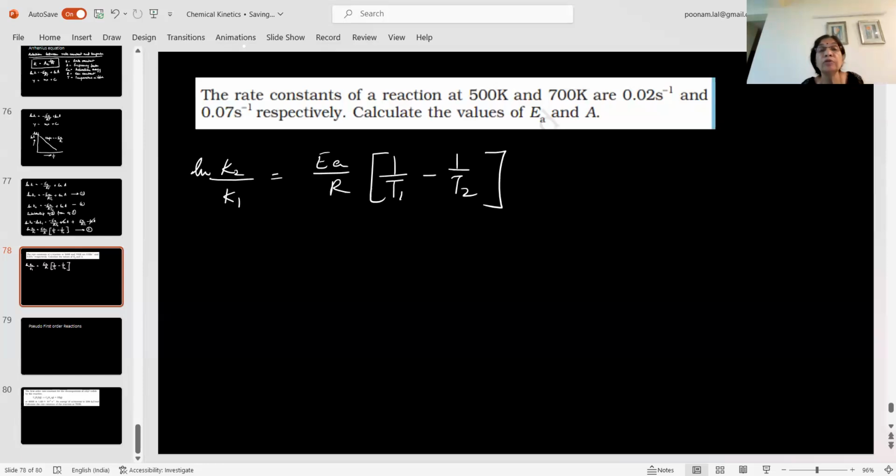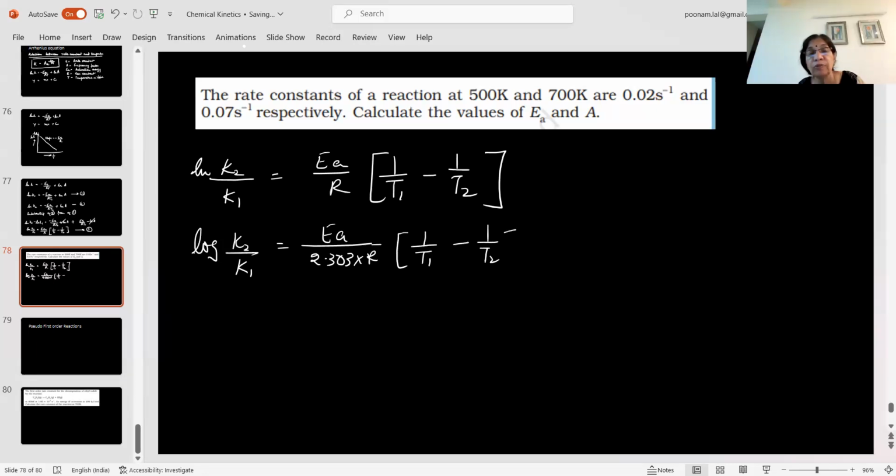So I can put the values of K2. Now instead of keeping it in ln, I can change it into log. So I can rewrite this equation as log of K2 by K1 is equal to EA upon 2.303 into R, right? 1 upon T1 minus 1 upon T2. So now put the values.